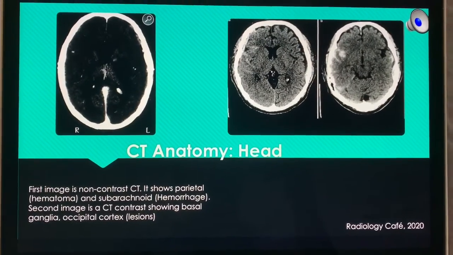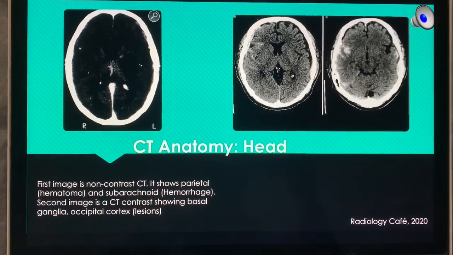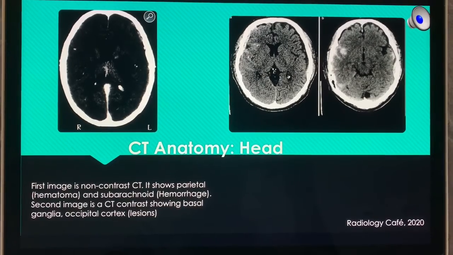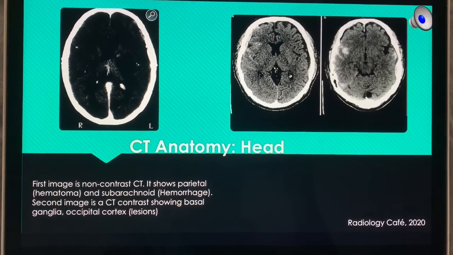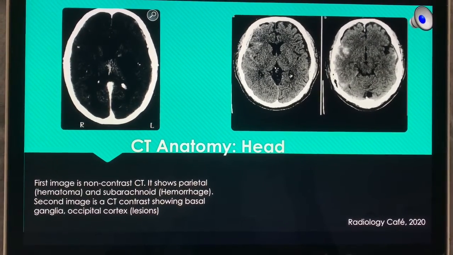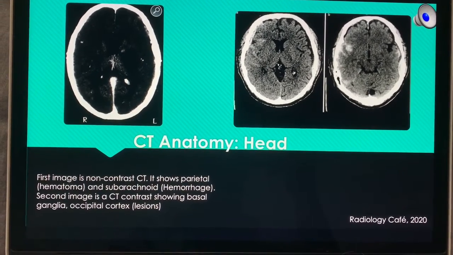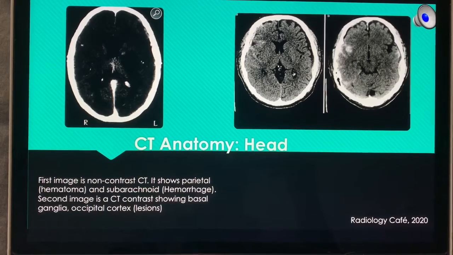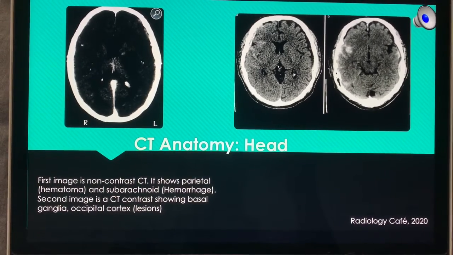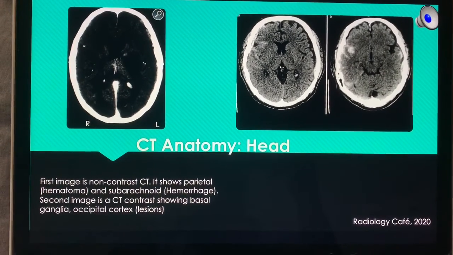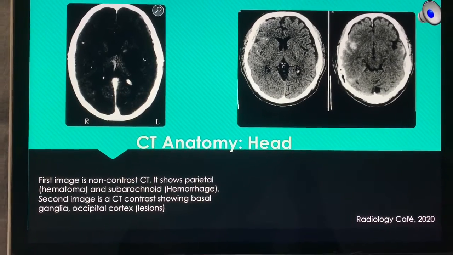On this slide, we will discuss the CT anatomy of the head. The first image is a non-contrast CT. It shows parietal hematoma and subarachnoid hemorrhage. The second image to the right is a CT with contrast showing basal ganglia and occipital cortex lesion.